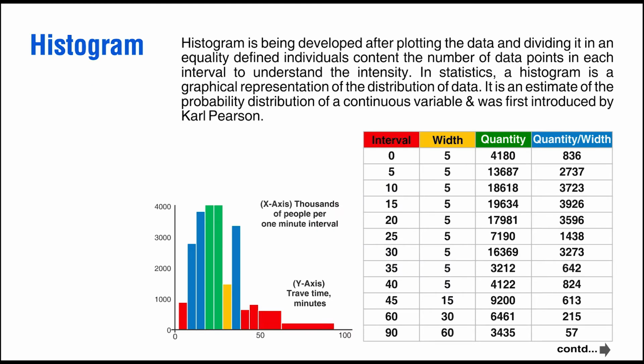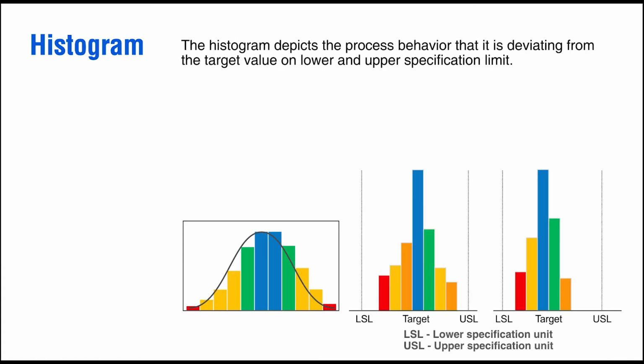A histogram is developed after plotting the data and dividing it into equally defined intervals, counting the number of data points in each interval to understand the intensity. In statistics, a histogram is a graphical representation of the distribution of data. It is an estimate of the probability distribution of a continuous variable and was first introduced by Karl Pearson. The histogram depicts the process behavior that is deviating from the target value on lower and upper specification limits.